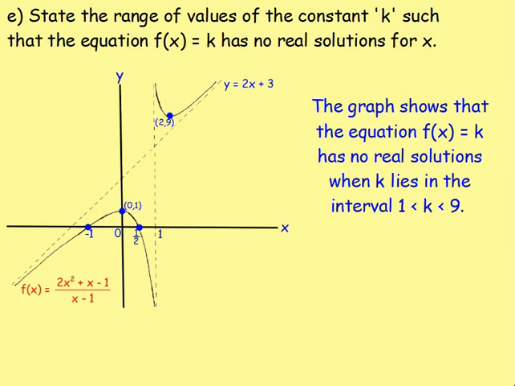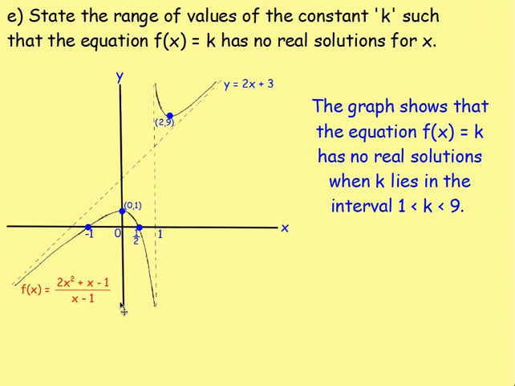There was also a part E thrown in. Sometimes there's a bit that you need to think about. For this one, it says state the range of values of the constant k, such that the equation f of x equals k has no real solutions for x. Remember, a lot of the time it's written as y equals f of x. So f of x equals k, that there is really your y value. So in other words, where is there no y value?